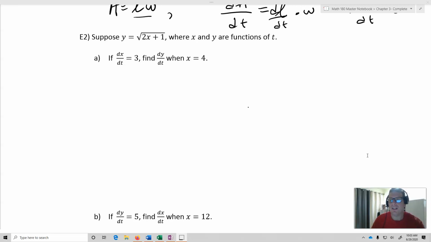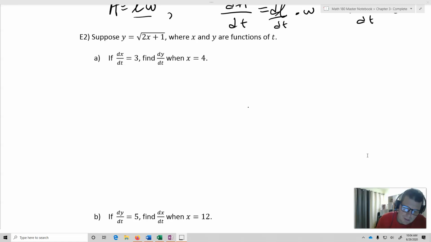Okay, we don't actually have any t's in this, but that's okay. It's not a problem. All we're going to do is implicitly differentiate. So anywhere I see an x, I'm going to have to make sure that I multiply that by dx/dt. Anywhere I have a y, I'm going to have to multiply by dy/dt. So if I have that dx/dt is equal to 3, find dy/dt when x equals 4.